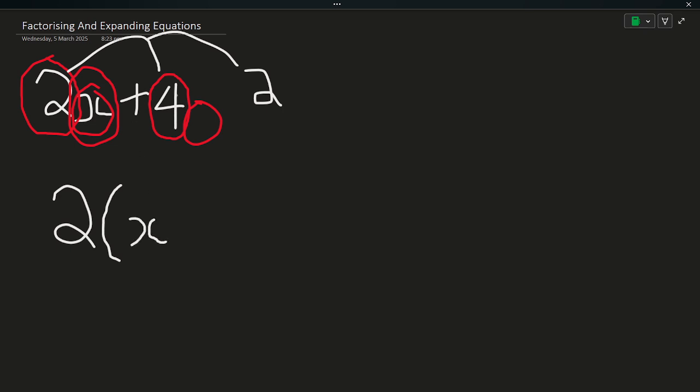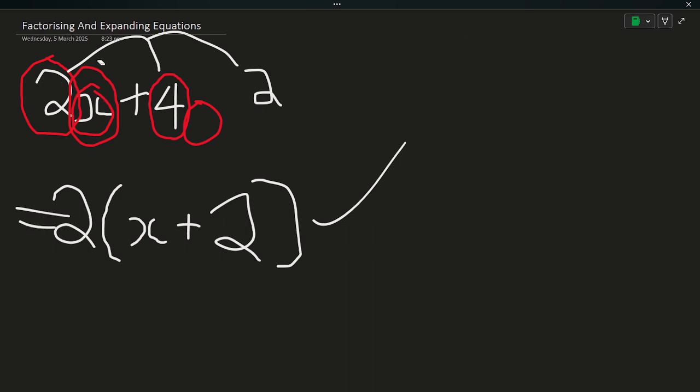Since we already took out 2, we're going to be dividing the 4 by 2, and we get the answer of, oh, my fault. Yeah, it's a plus 2. As you'd guess, it's a plus 2. So your answer should be 2 bracket x plus 2 closing bracket. If you got that as your answer, congratulations, it's correct.